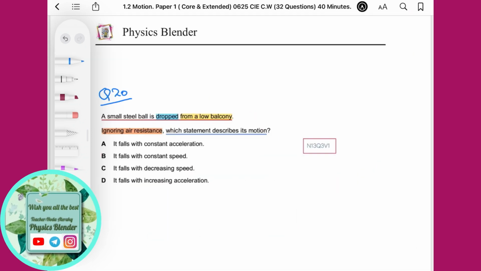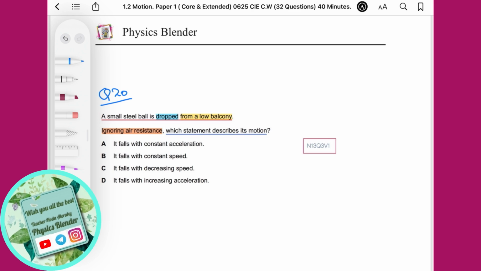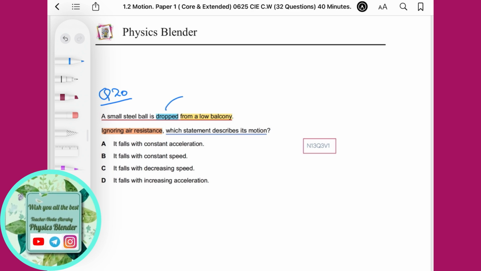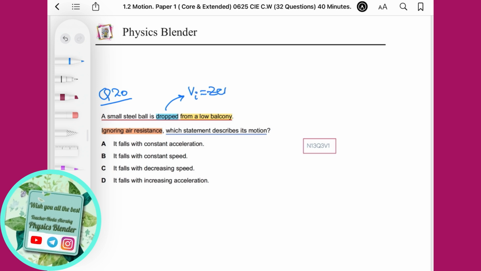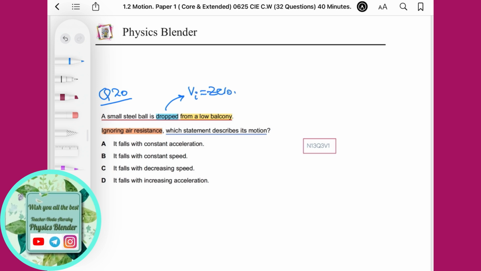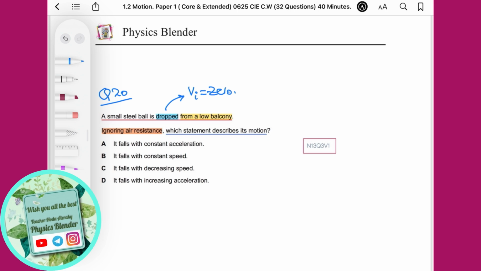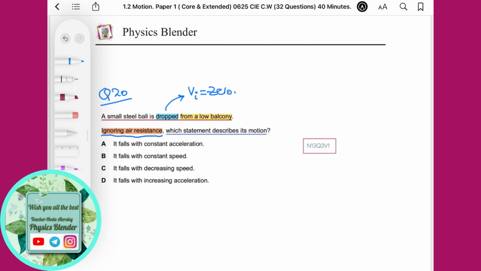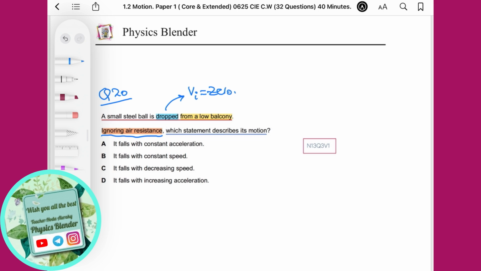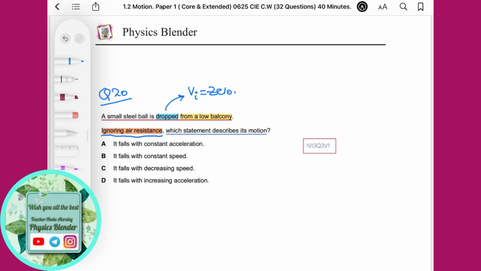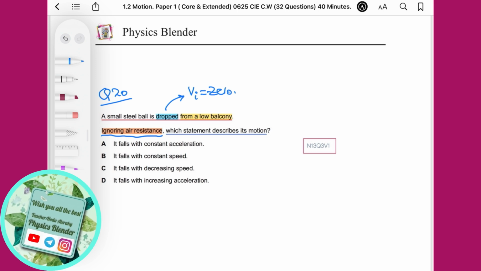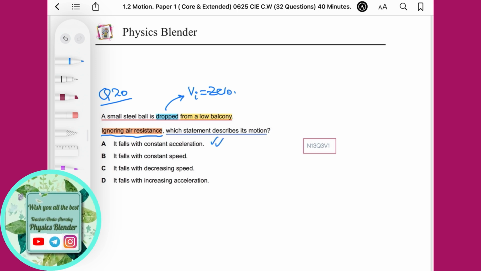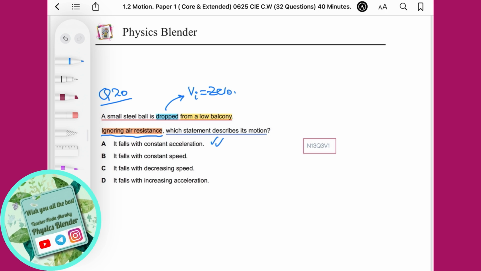Question 20. We have a small steel ball that is dropped. Dropped means falls freely. It means its initial velocity is 0. It will fall due to gravity acceleration. Ignoring air resistance, which statement describes its motion? Okay, it falls with constant acceleration. Yes, but I will discuss the other options.